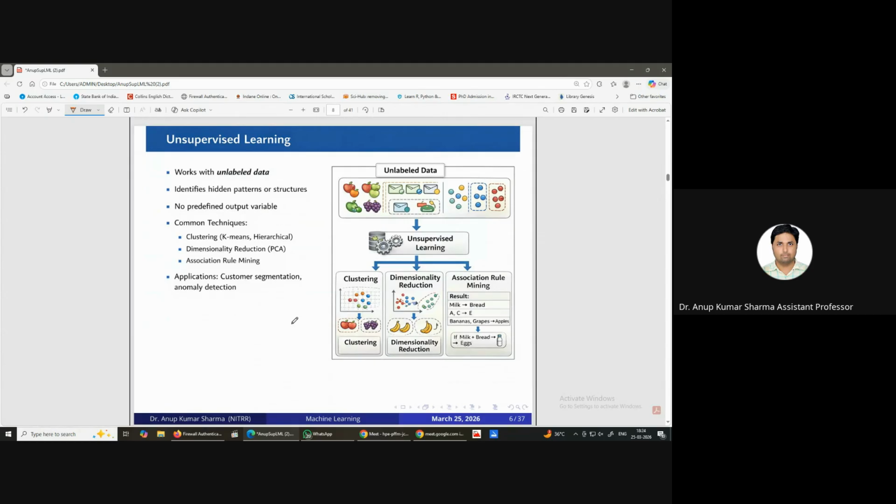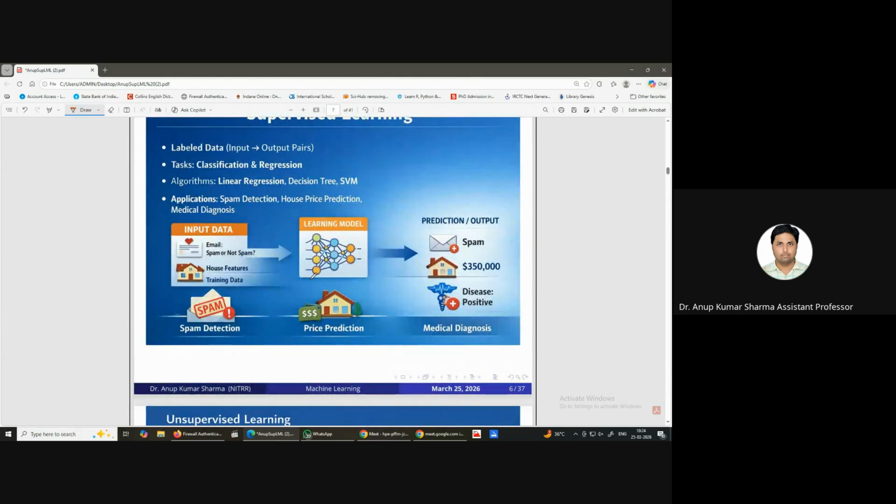Next is unsupervised learning. One more thing: in supervised learning, we have a regression model and a classification model.